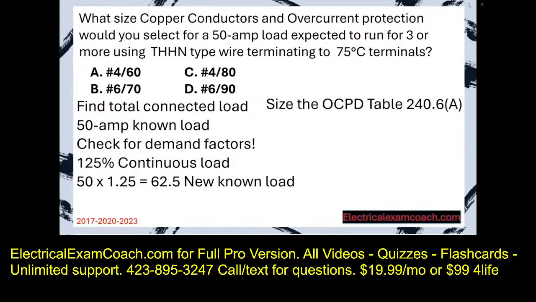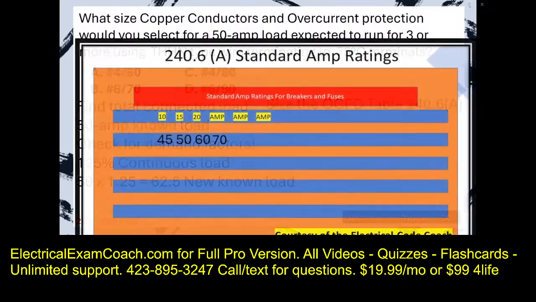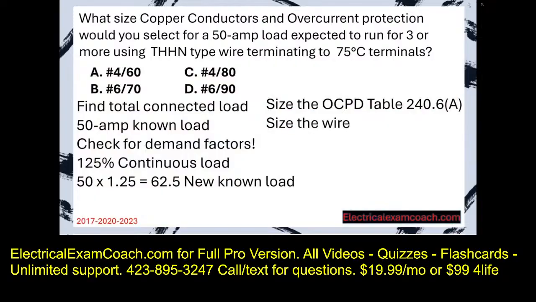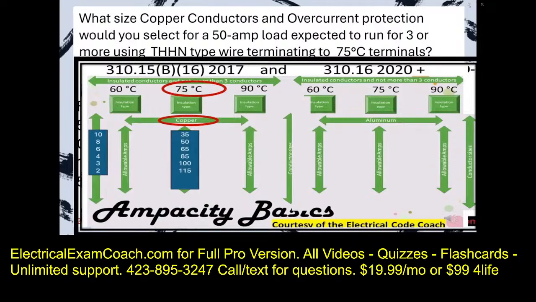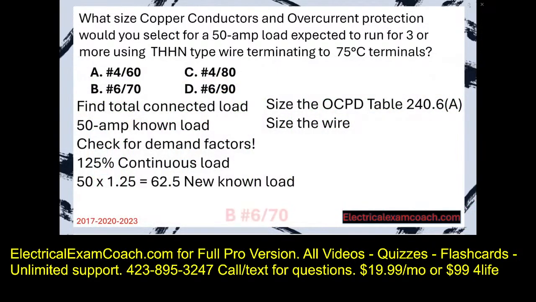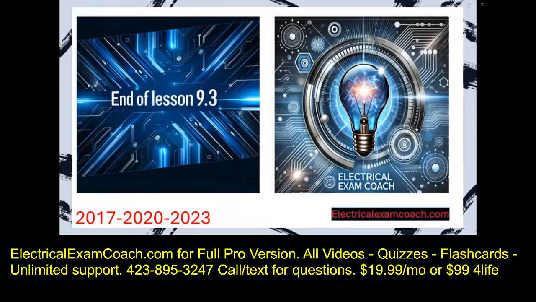Now we can size our overcurrent protective device. We head to our table, we choose the next standard size, which in this case is going to be a 70. Now let's size our wire. Heading to our primary ampacity table, we're going to be on the copper side of the table in the 75°C column, and we find a wire that meets or exceeds the known load. When we do, we find that it needs to be a 6-gauge wire on a 70 amp breaker. Great job. This is end of lesson 9.3.